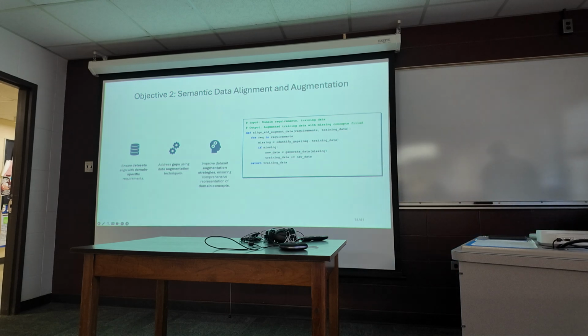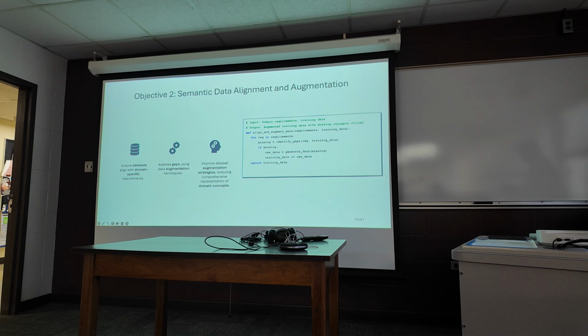Here also we have a simple pseudocode that shows the key steps. This function goes through each requirement and checks if the training data is missing any important domain concept. If something is missing, we generate systematic synthetic data or use augmentation techniques, for example, retrieval from the existing samples to fill the gap. Once the data is aligned with the domain, we need to evaluate the AI system against these requirements. This leads us to objective 3.